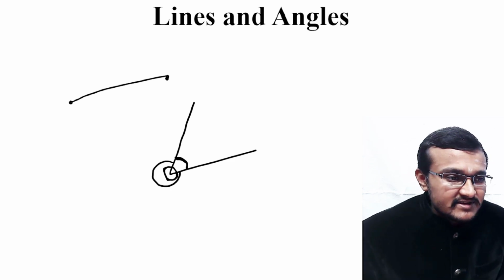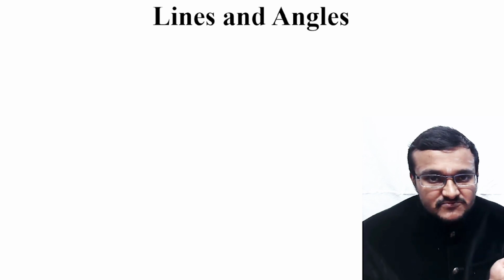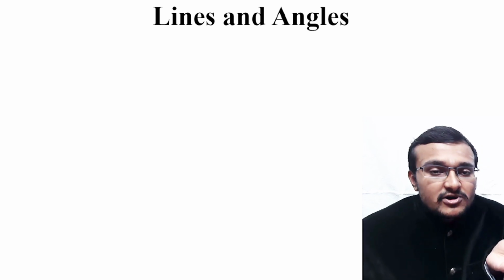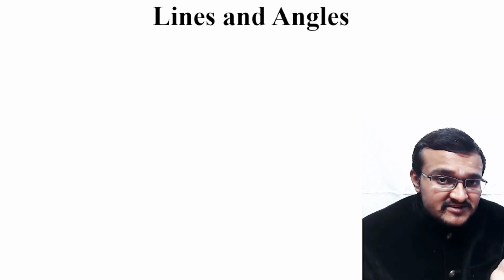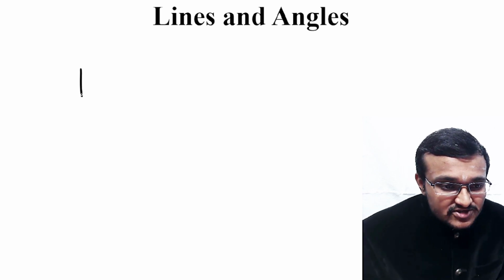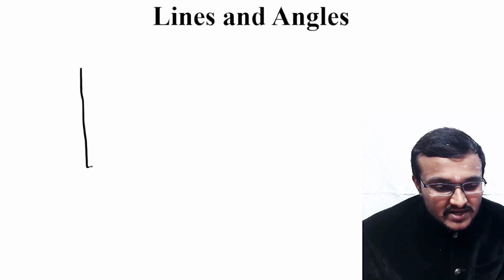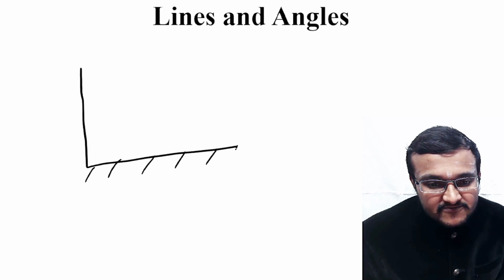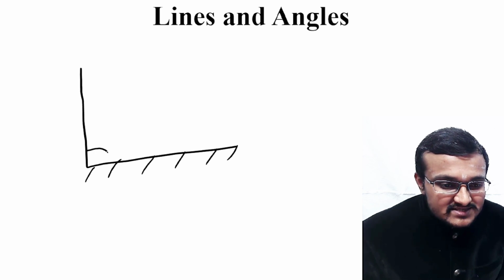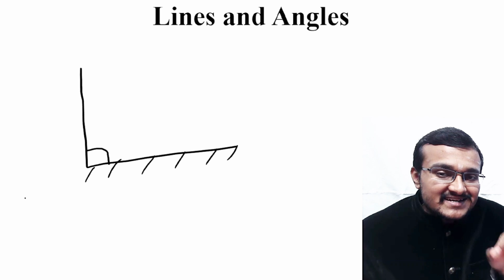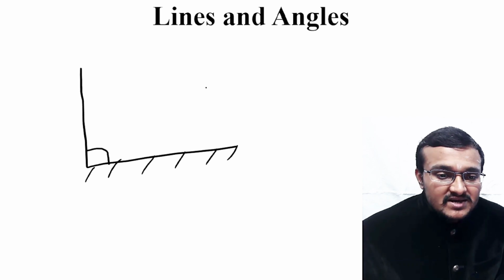So in day-to-day life, if you take different objects which you see around you, you can see there is various angle formation between two plane surfaces or between any two objects. So you can see here in your house there will be a wall and there will be a floor like this. So now between the floor and the wall there is angle formation. Most probably it will be a 90-degree angle.